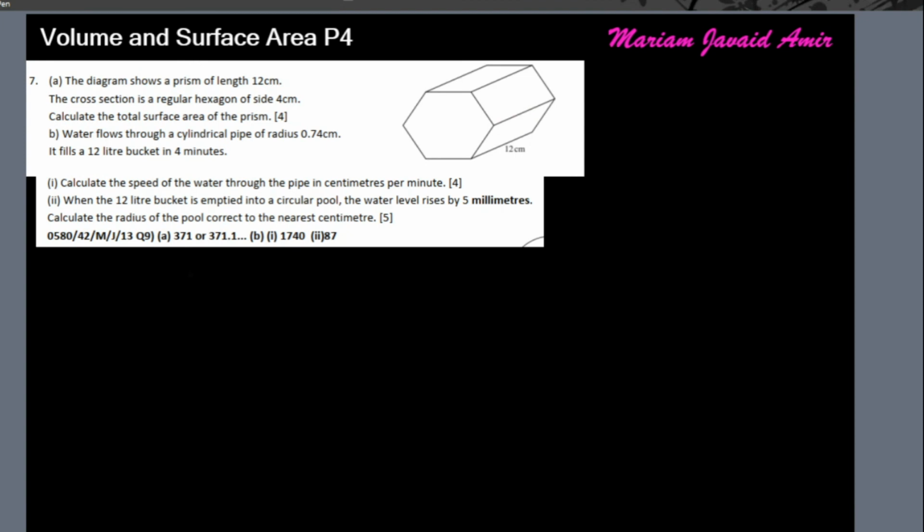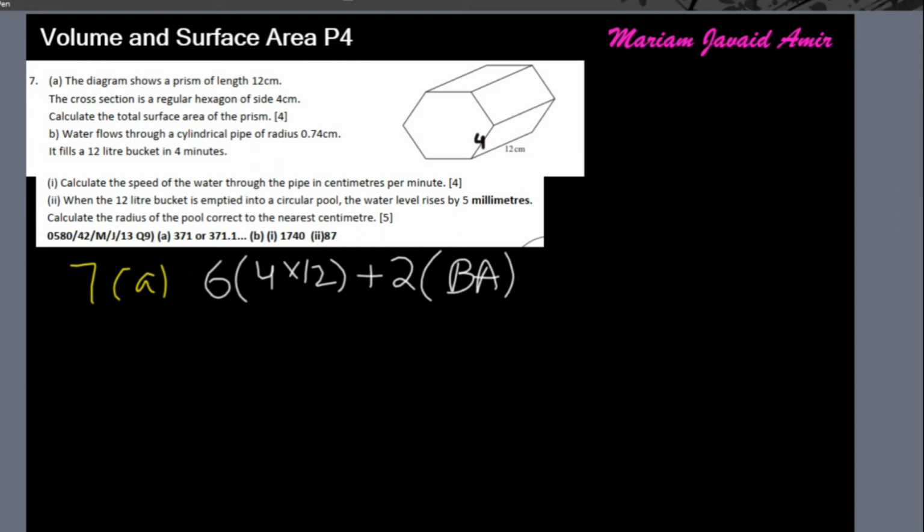Okay, question number 7, part A. The diagram shows a prism of length 12. The cross section is a regular hexagon with side 4. Calculate the total surface area of the prism. Now the total surface area would be this. It's a regular hexagon, so each side is 4. So we have 6 rectangles of dimensions 4 times 12, plus 2 times the area of one hexagon, which is called the base area. So we have to find the base area now.